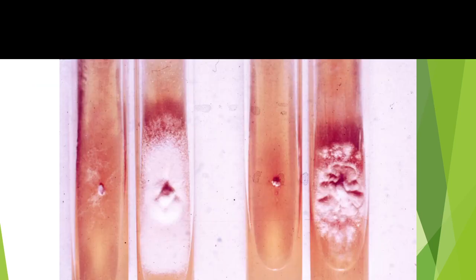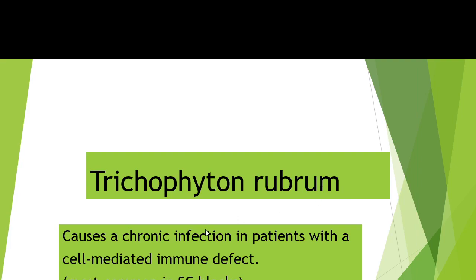Here we have slants of various types of dermatophyte. This is Trichophyton rubrum. This is Trichophyton mentagrophytes. They start as a single spot, and after 2 weeks of incubation you get this very nice fluffy and extending hyphal edge, very diagnostic and pathognomonic, with a red color in the case of Trichophyton rubrum in this tube.